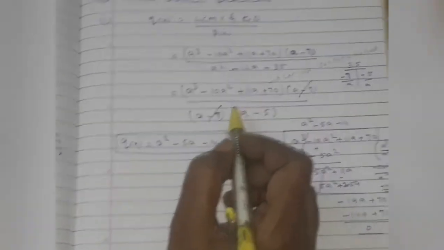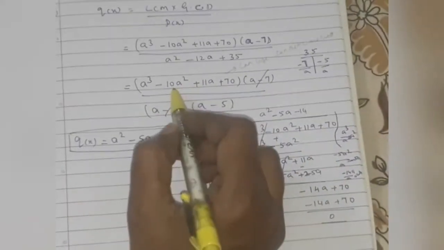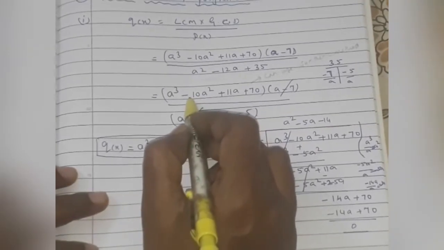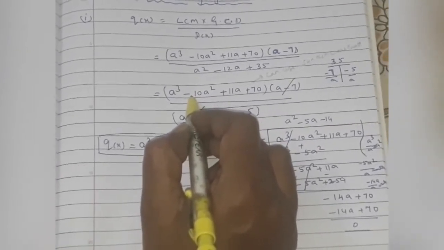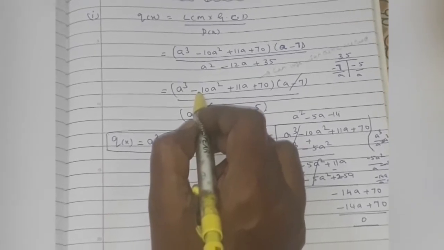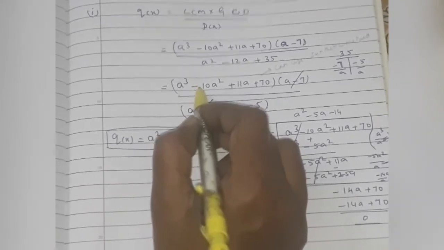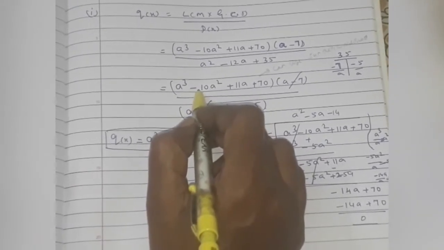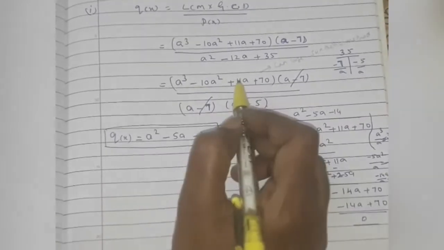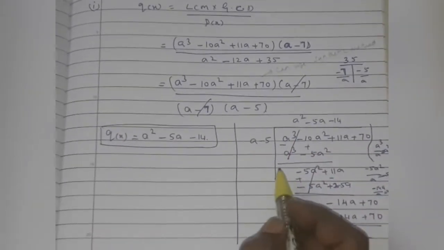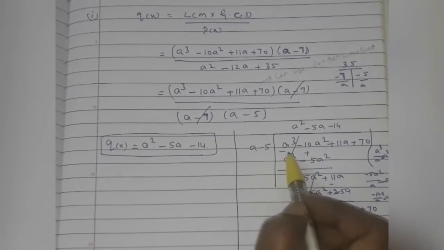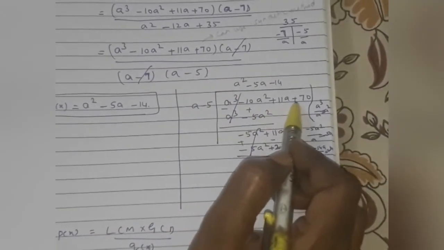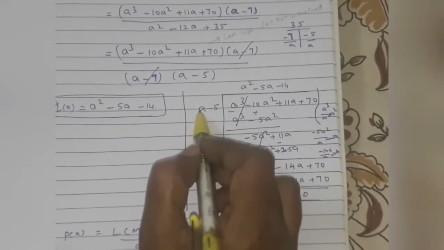So now what you can do is, you can do this in two ways. You can use the synthetic method, which you have studied in your 9th standard, okay. Using that synthetic method you can simplify this, or you can simply divide using the long division method, okay. I have done this in the long division way. So a cube minus 10a square plus 11a plus 70 is the dividend, and the divisor is a minus 5.